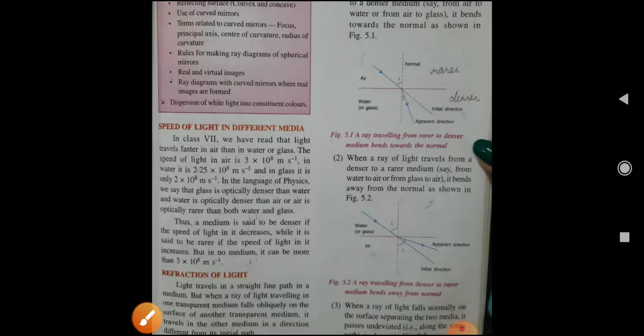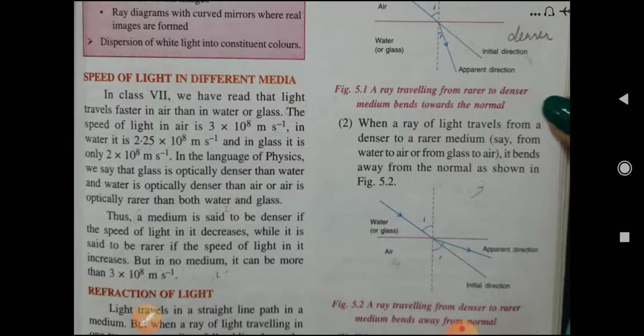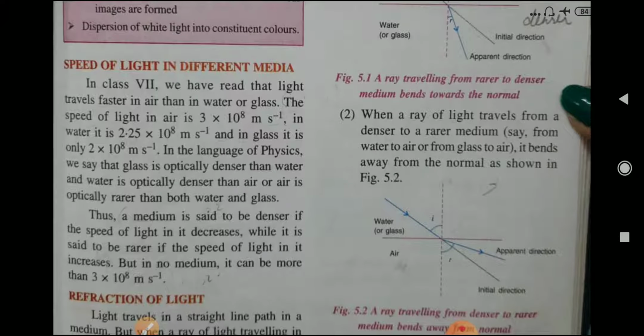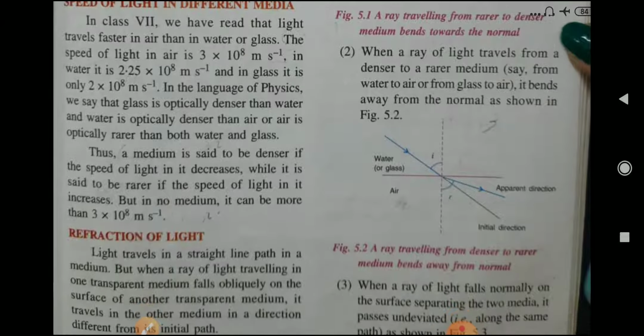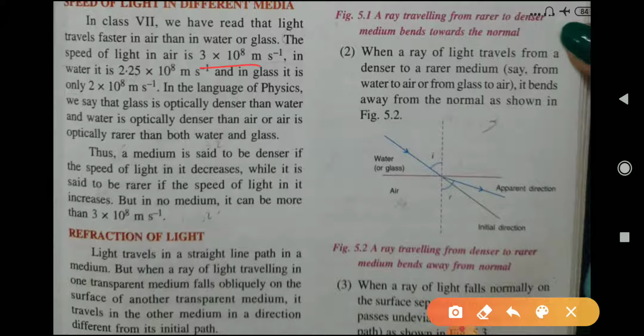So in class 7th, you have already studied this lesson, light. In class 7th, you studied that light travels faster in air than in water or glass. So light travels faster in air with a speed of 3 × 10⁸ meter per second. In water, the speed of light is 2.25 × 10⁸ meter per second, and in glass, 2 × 10⁸ meter per second.